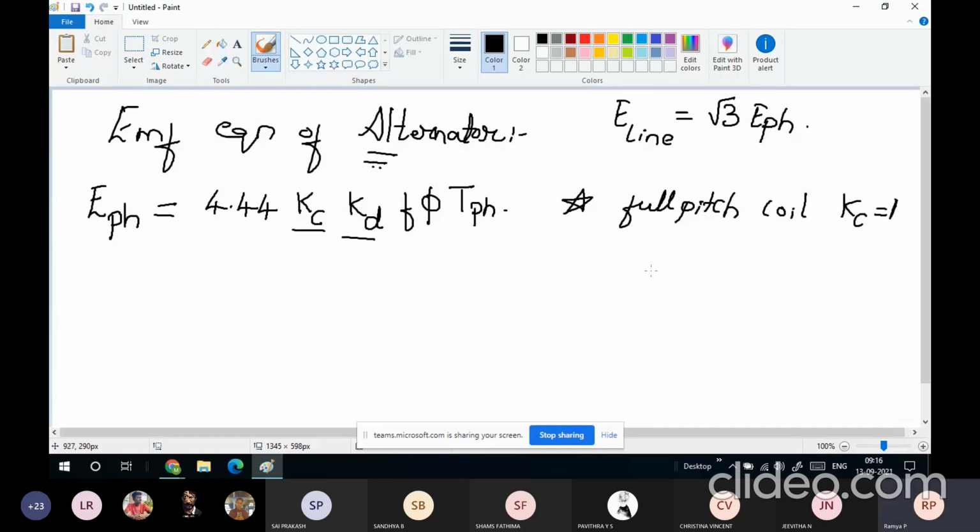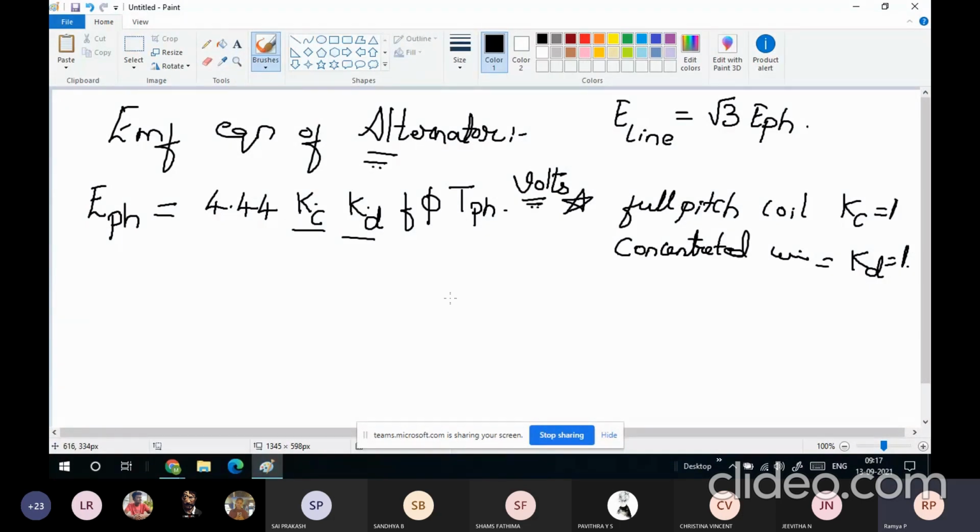And if there is a concentrated winding, you know what the word concentrated winding means, right? If you have a concentrated winding, even then you can consider Kd is equal to 1. Suppose this is a full pitch coil and concentrated winding, then you can replace Kc and Kd as 1. Then you can use the EMF equation as 4.44 f phi Tph. Getting my point? And the unit for the voltage, EMF, is again volts.